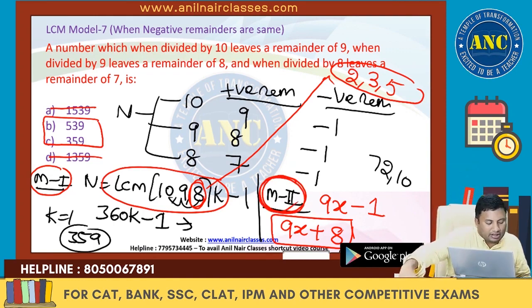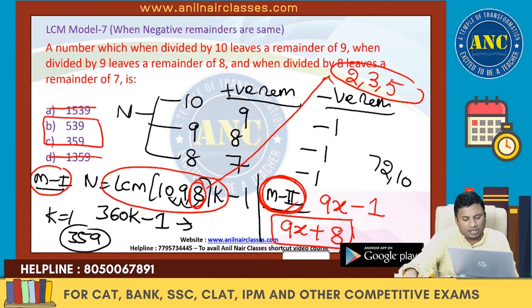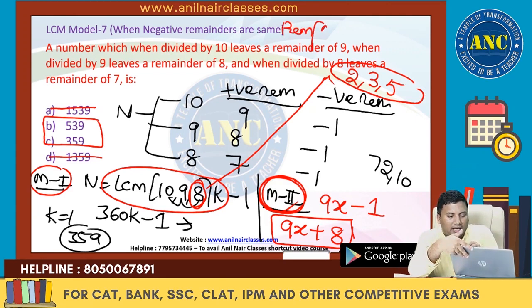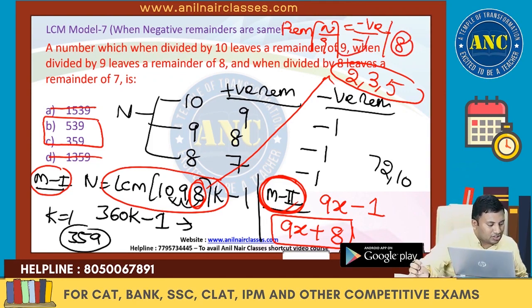We are taking minus 1: 9 minus 10 is minus 1, 8 minus 9 is minus 1. Why is it plus 8? When you divide a number by 9, the negative remainder is minus 1. The positive remainder is 9 minus 1, 8. If you get a negative remainder, add it with the denominator to get the positive remainder. If you got minus 1, add it with 9 to get the positive remainder.